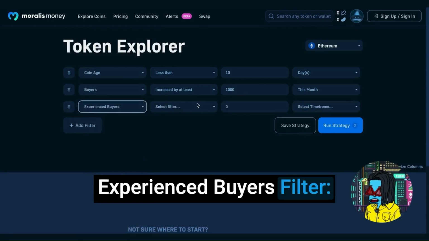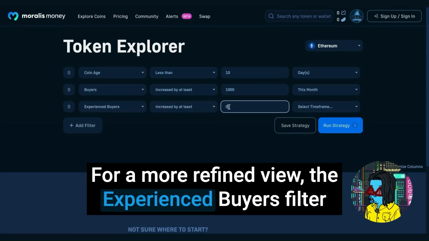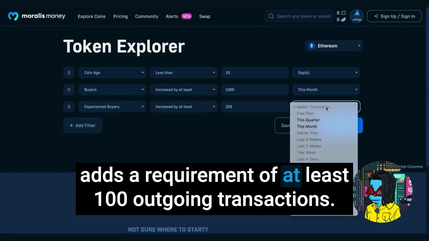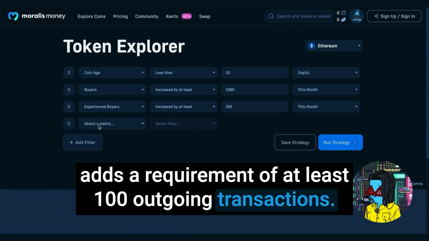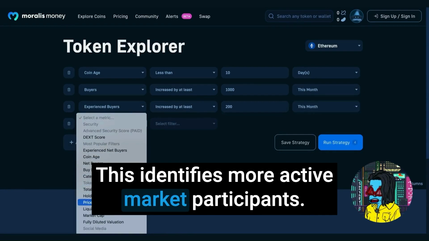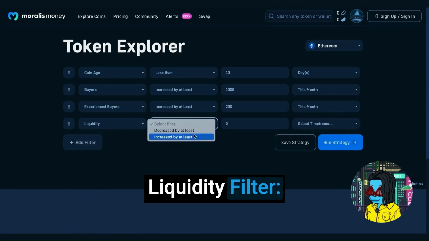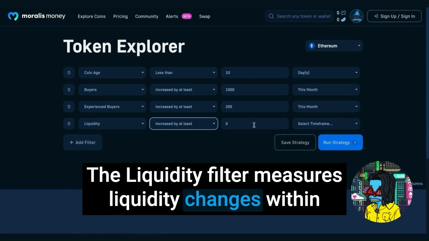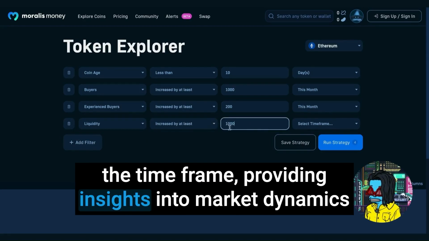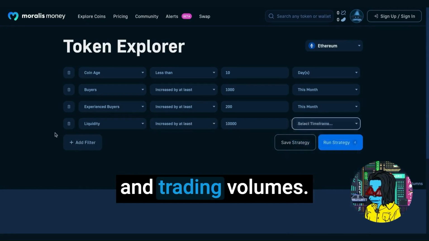Experienced Buyer's Filter. For a more refined view, the Experienced Buyer's Filter adds a requirement of at least 100 outgoing transactions. This identifies more active market participants. Liquidity Filter. The Liquidity Filter measures liquidity changes within the time frame, providing insights into market dynamics and trading volumes.